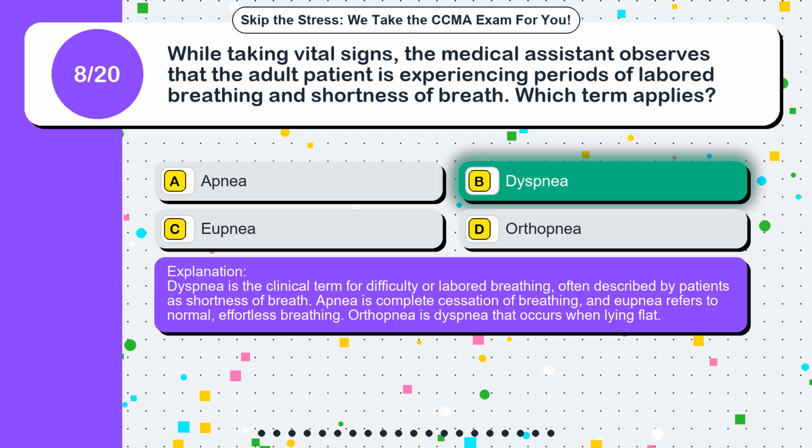Dyspnea is the clinical term for difficulty or labored breathing, often described by patients as shortness of breath. Apnea is complete cessation of breathing, and eupnea refers to normal, effortless breathing. Orthopnea is dyspnea that occurs when lying flat.